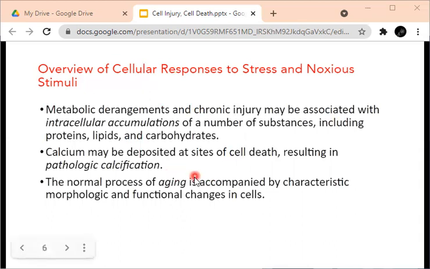So that's why yung mga areas na, for example, hypertensive cardiovascular disease. So the blood vessels are fibrotic, calcified yung blood vessels natin. And therefore, these patients are prone to develop myocardial infarction in the future. Okay? The normal process of aging is accompanied by characteristic morphologic and functional changes in the cells. Again, we're going to discuss them in part two of our lecture. All right?